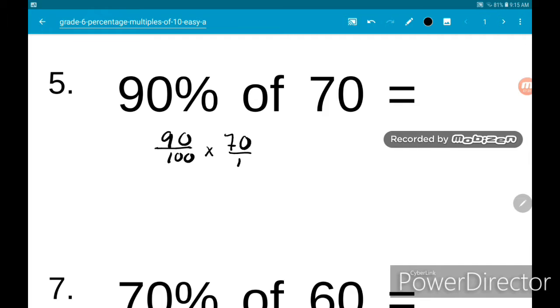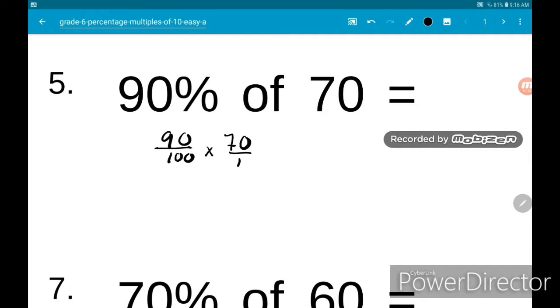What number goes, this is more advanced. If you multiply this out, 90 times 70, and then divide it by 100, you get the right answer. But looking at 90 over 100, you always try to reduce. Remember that yesterday? Try to make it small.